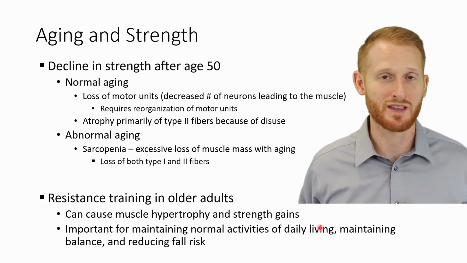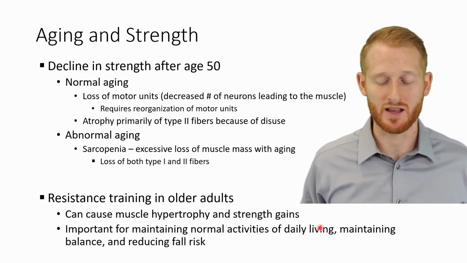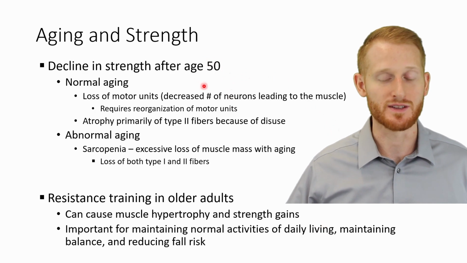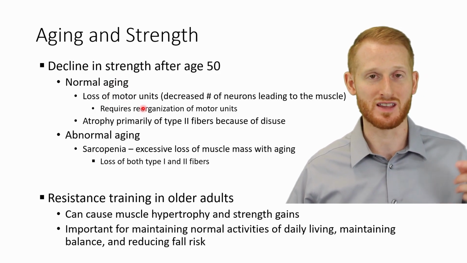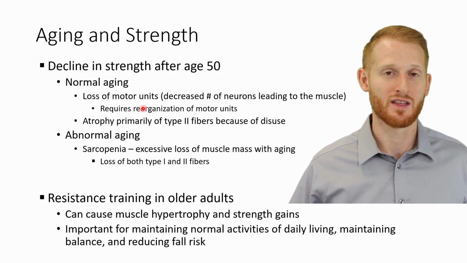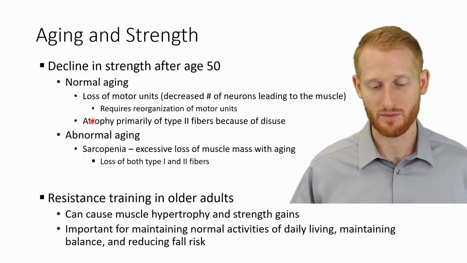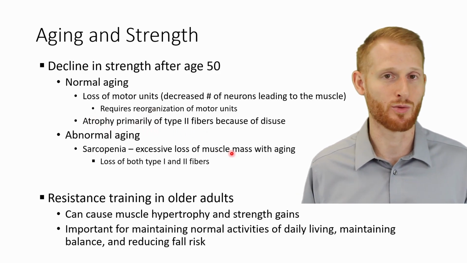Another hot topic when looking at resistance training is aging. Generally speaking, people get weaker as they age, and this decline is going to be greater after the age of 50. Normal aging is going to result in loss of motor units. A motor unit, remember, is a single motor neuron and all the muscle cells it innervates. Normal aging, you're also going to see a lot of atrophy, primarily of the type 2 muscle fibers, not so much the type 1 muscle fibers.